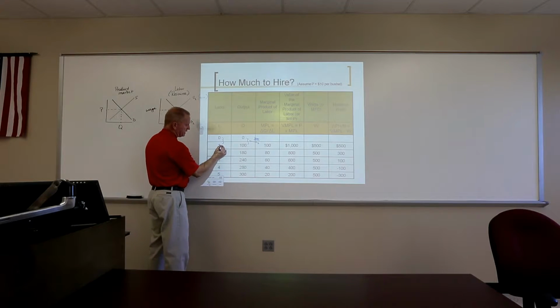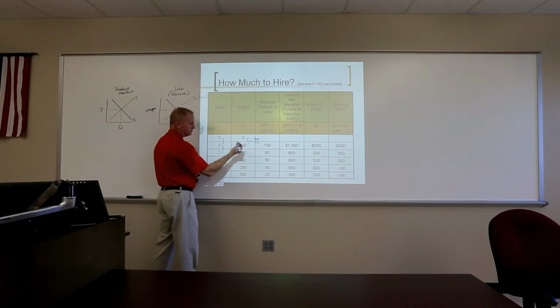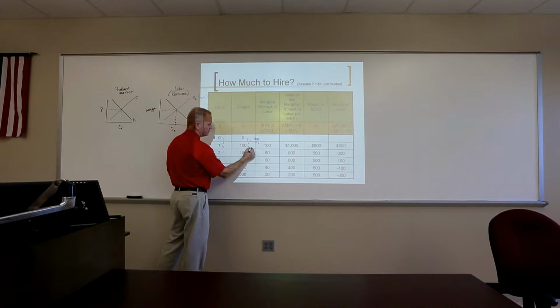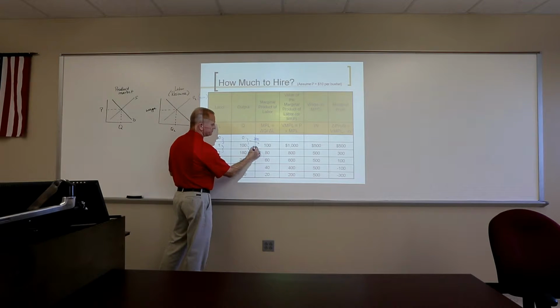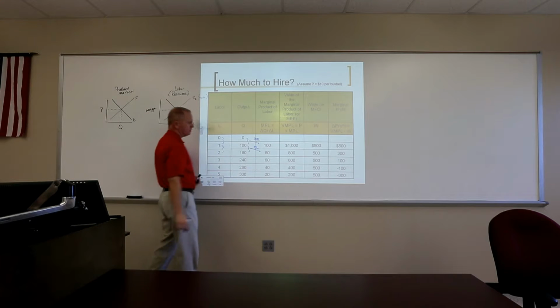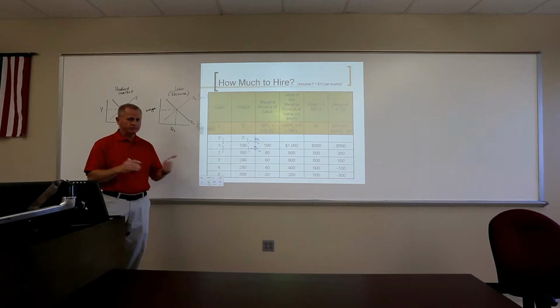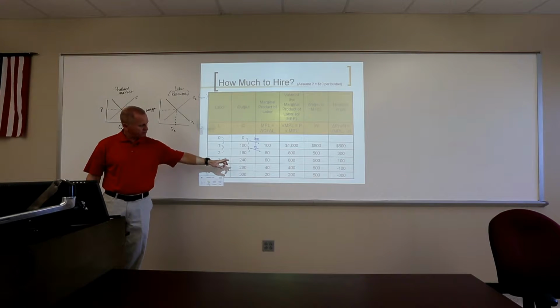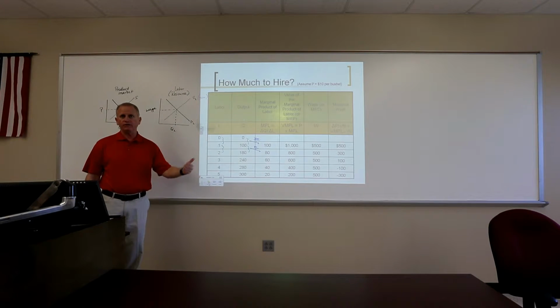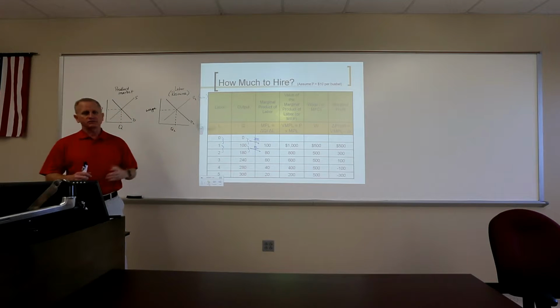Then the second person hired, still the bottom number would be 1, the top number would be 80. So 80 over 1, and again you put it down in the next cell. And you do it for the rest of them. 60, 40, and 20 were the differences between each person that was hired.